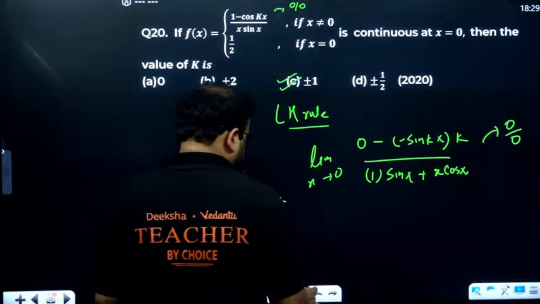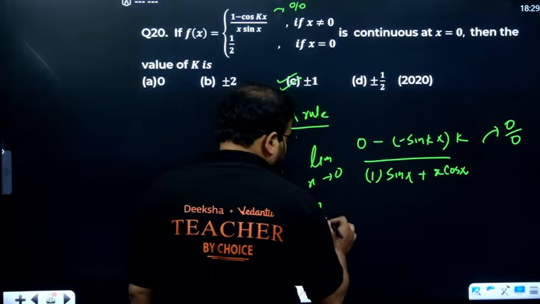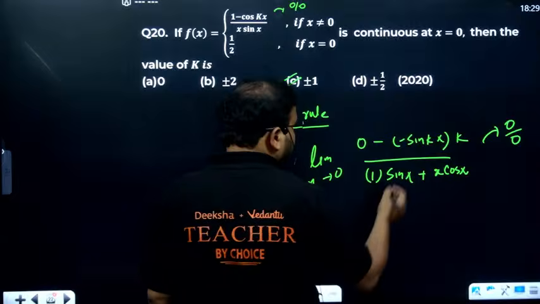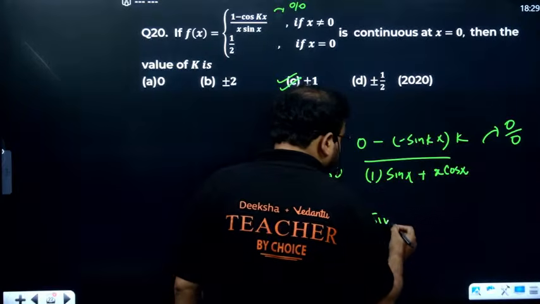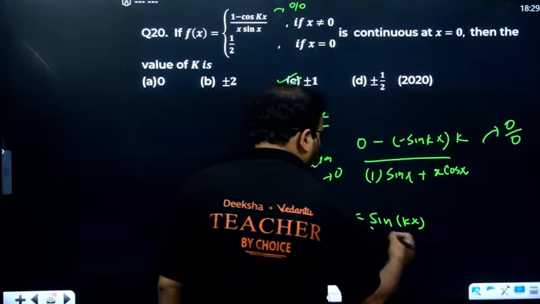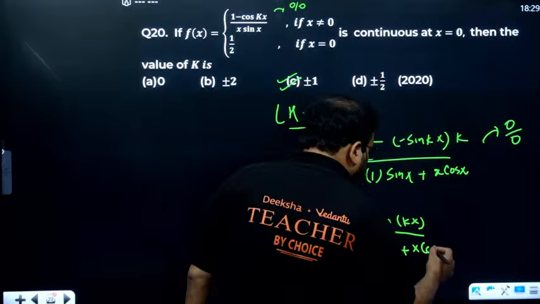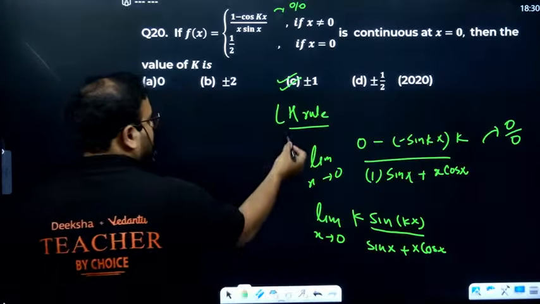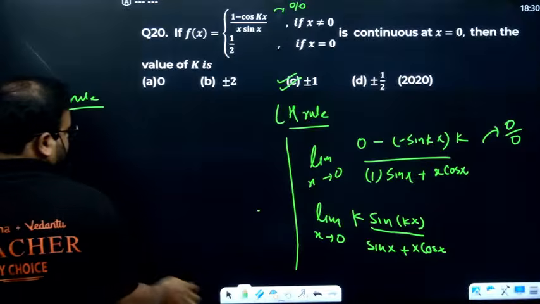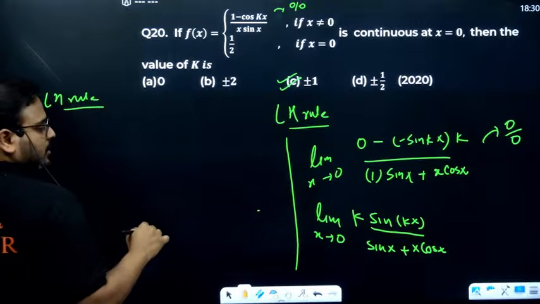Before I differentiate, let me write the form first. So what is the remaining part so far? We have the limit x tends to 0. This becomes minus and minus, so sin kx, the constant k I have, I'll write it over here, upon sin x plus x cos x. Now differentiate this again by the L'Hospital rule, meaning differentiation in the limits. If you differentiate this, you'll have what?